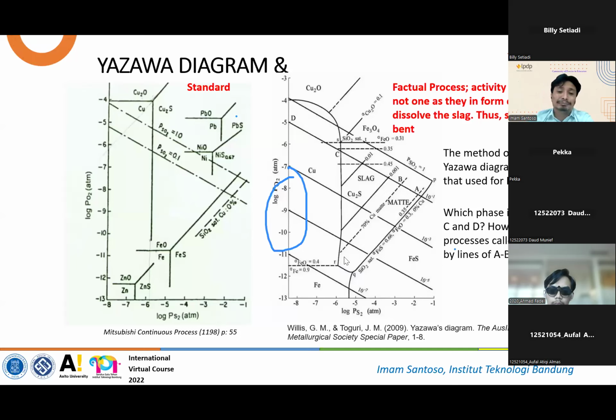Okay, guys, look here. Next week, PK will explain that the smelting condition is this one, inside this triangle. Because inside this triangle iron becomes iron oxide and copper becomes copper sulfide. It's called matte. Slag is iron oxide plus silica.